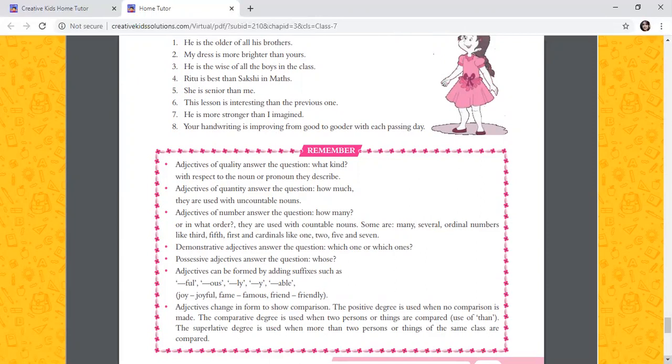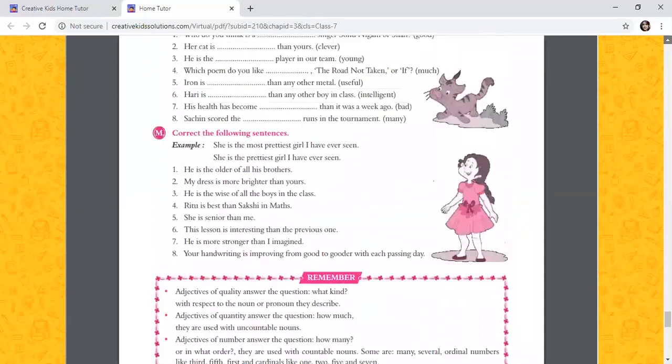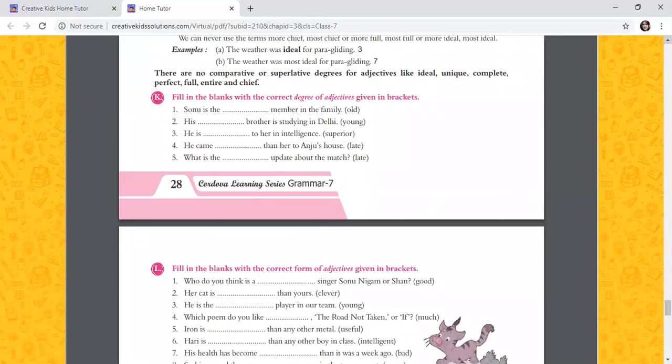Okay, this is lesson number 3, adjectives and determiners. In the next class I will teach you lesson number 4, pronouns: number, gender and case. Okay students, tomorrow we will discuss lesson number 4.